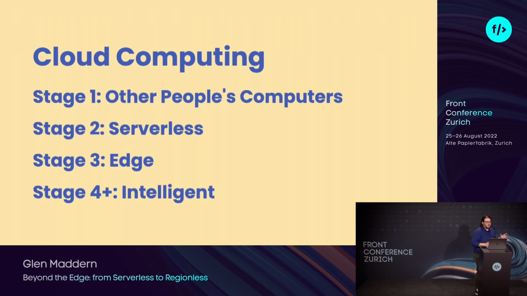First, we just got other people's computers. Then we had serverless, something that we couldn't do with just a simple server model. Then we got edge, realizing that the users are all around the world. And I think stage 4 and beyond is the idea of intelligent compute, where the system learns and adapts and optimizes.